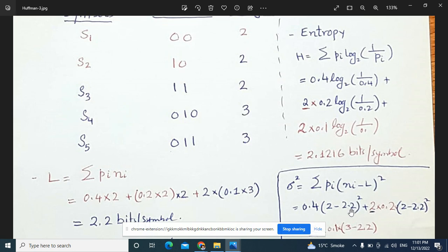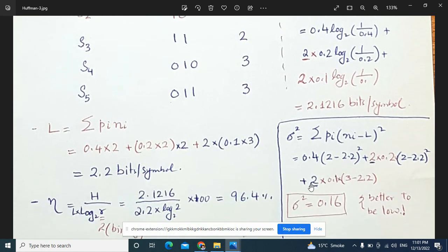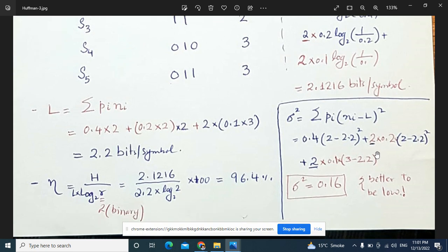So the average code word length is 2, so 2 minus 2.2 whole square, plus we have two messages with probability 0.2. So that is why you multiplied with 2. We know that the code word length is 2. So that is why you write 2. Average code word length is 2.2 whole square. We have two messages with the probability 0.1, so 2 multiplied by 0.1. The length of the code word bit is 3, so that is why 3 minus 2.2 whole square. It should be whole square, so square is also missing, so better you write here square. Okay, so then use your calculator, calculate the answer. The sigma square will be equal to 0.16.